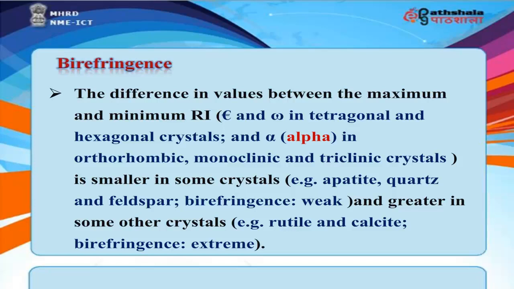The difference in values between the maximum and minimum refractive index, epsilon and omega in tetragonal and hexagonal crystals, and alpha and gamma in orthorhombic, monoclinic and triclinic crystals, is smaller in some crystals, for example apatite, quartz and feldspar. Birefringence weak. It is greater in some other crystals, for example rutile and calcite. Birefringence extreme.